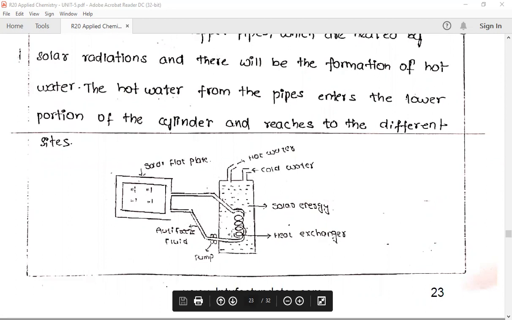Here it is a double-walled heat exchanger. It is a solar storage heater, and a backup water heater having two pipes. One is an outlet pipe and the other is an inlet pipe. It is an outlet pipe of the hot water and an inlet pipe of the cold water.